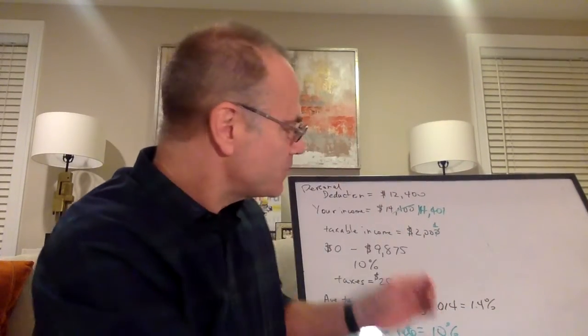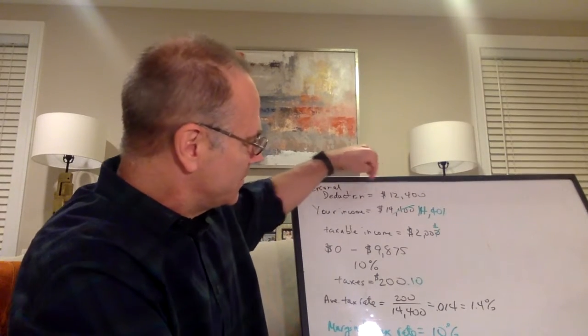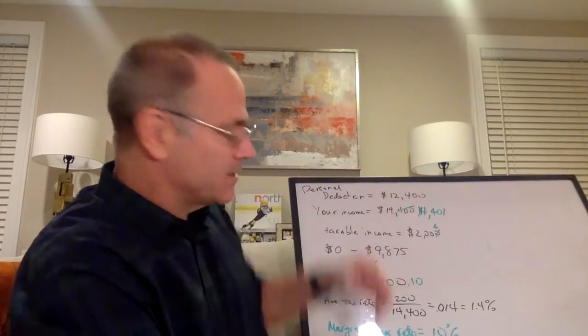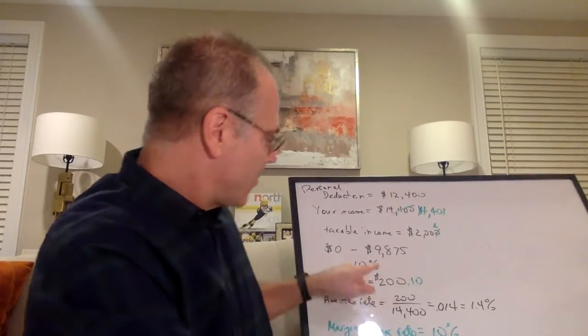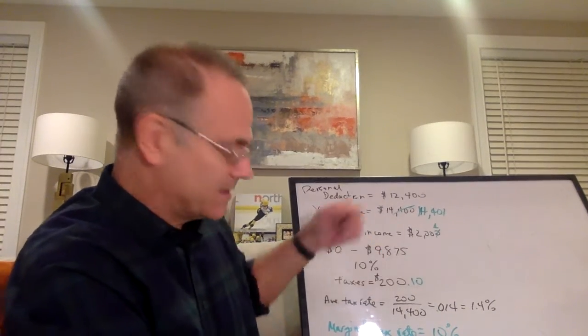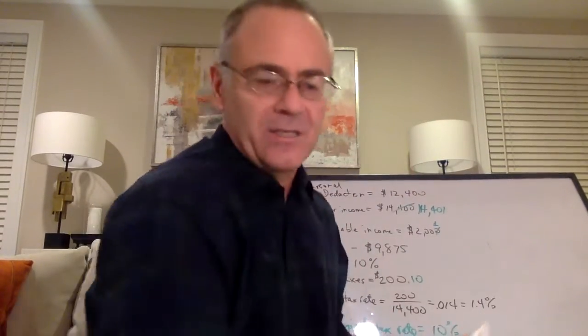There's tables that you can look up on the internet. But the key is, for income below 12,400, your marginal rate is 0. Income between 12,400 and 22,000, your marginal rate is 10%. Your average rate is a little more complicated. You've got to calculate your total taxes divided by your total income. Okay, that's how you compute average tax rate.